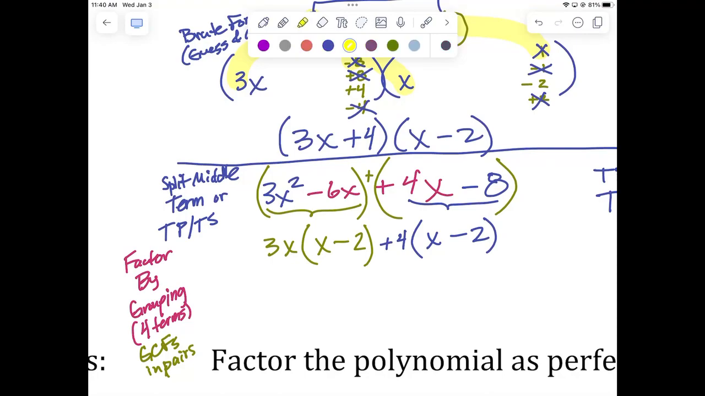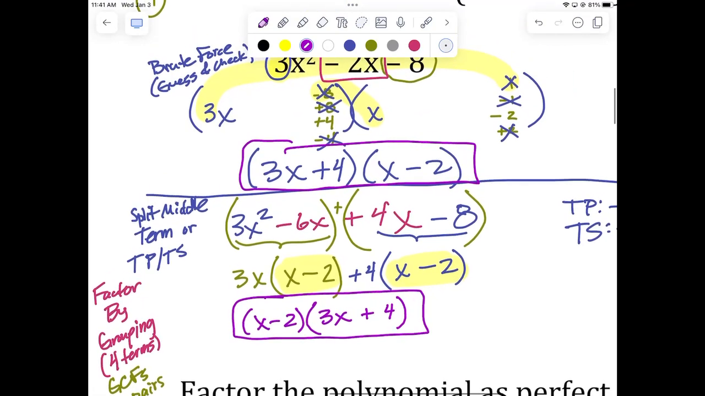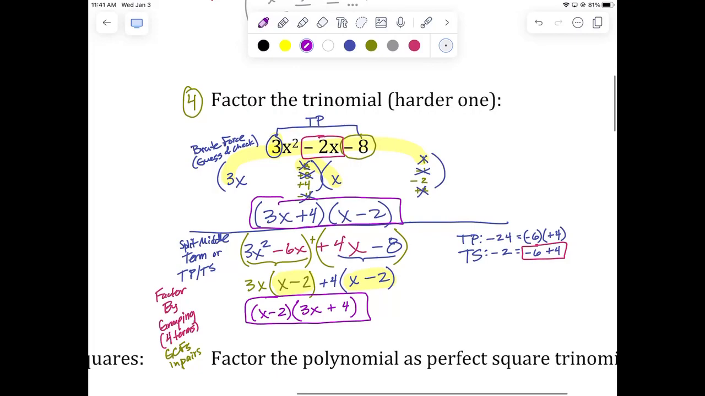This is how factor by grouping will always work. You'll always end up with a common binomial factor. It'll be common in both of those. So on the next line, if I pull that common binomial factor out, x minus 2, what am I left with? I'm left with a 3x in the first term, and I'm left with a plus 4 in the second term. And is x minus 2 times 3x plus 4 the same as 3x plus 4 times x minus 2? Yeah, what property allows us to say those are the same? Commutative. Very good.